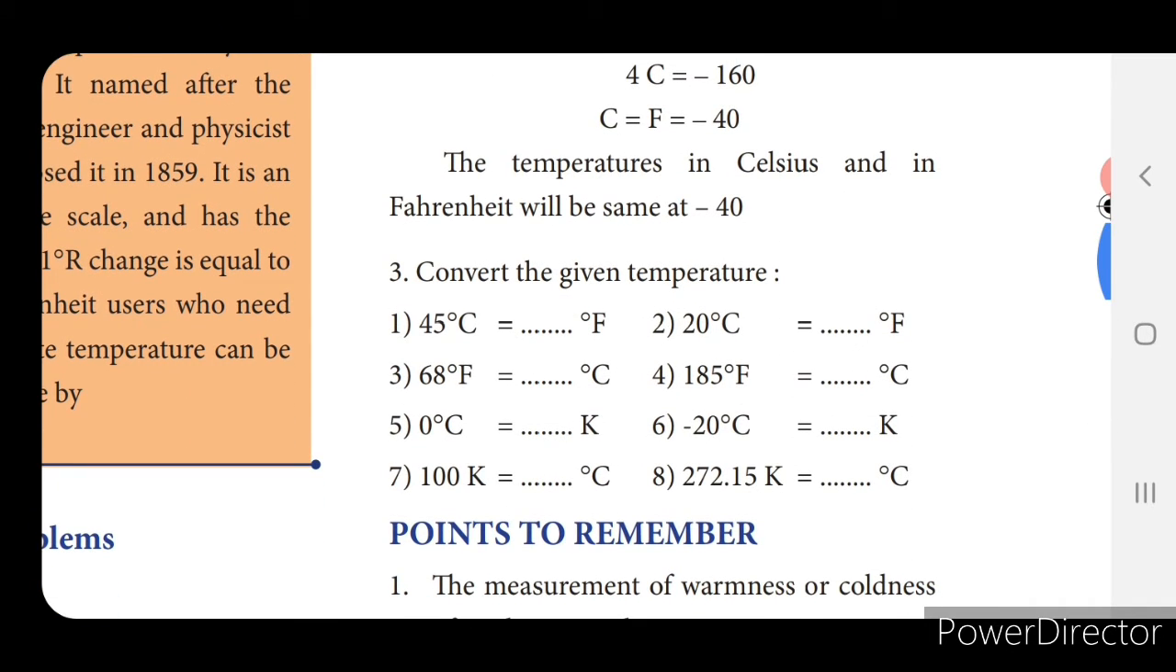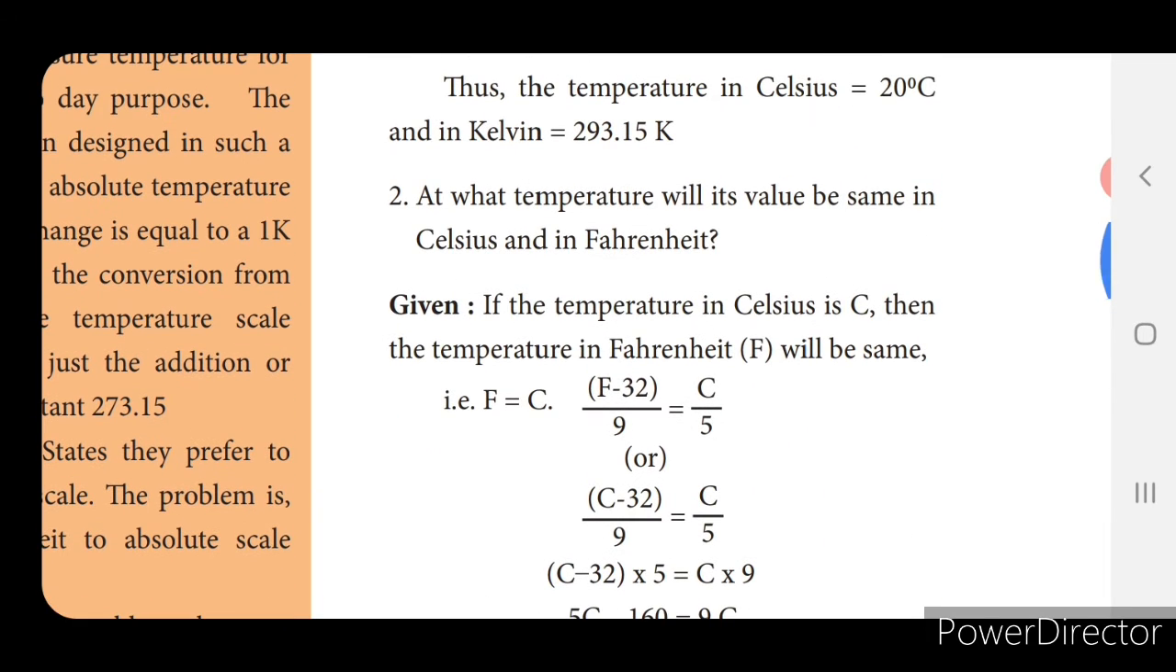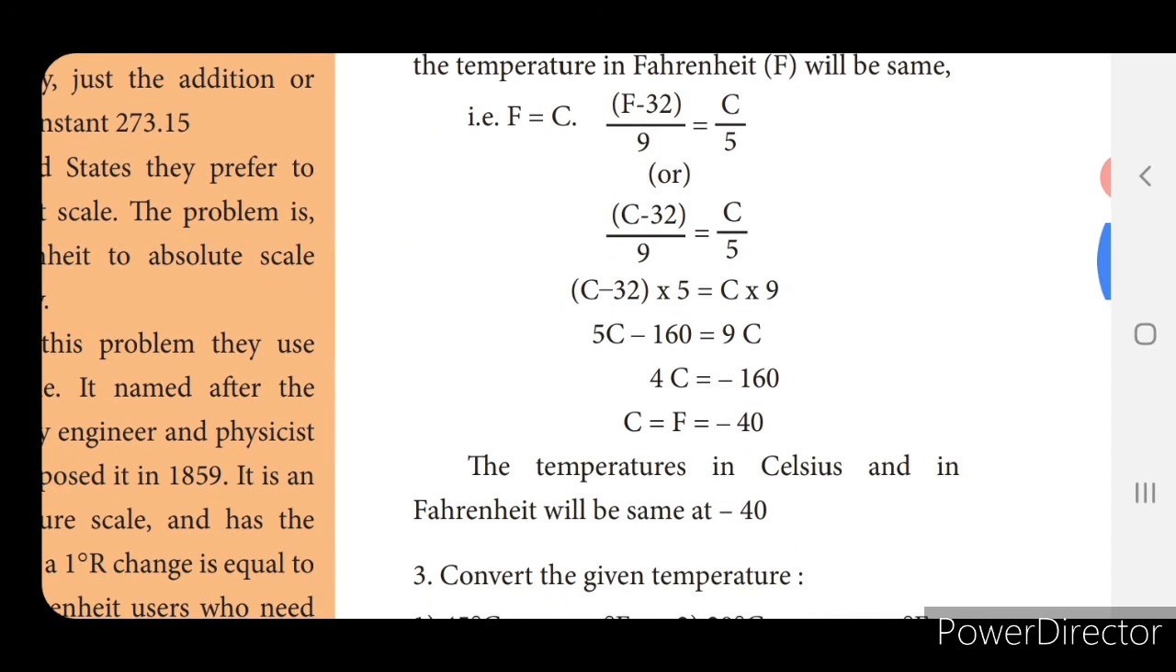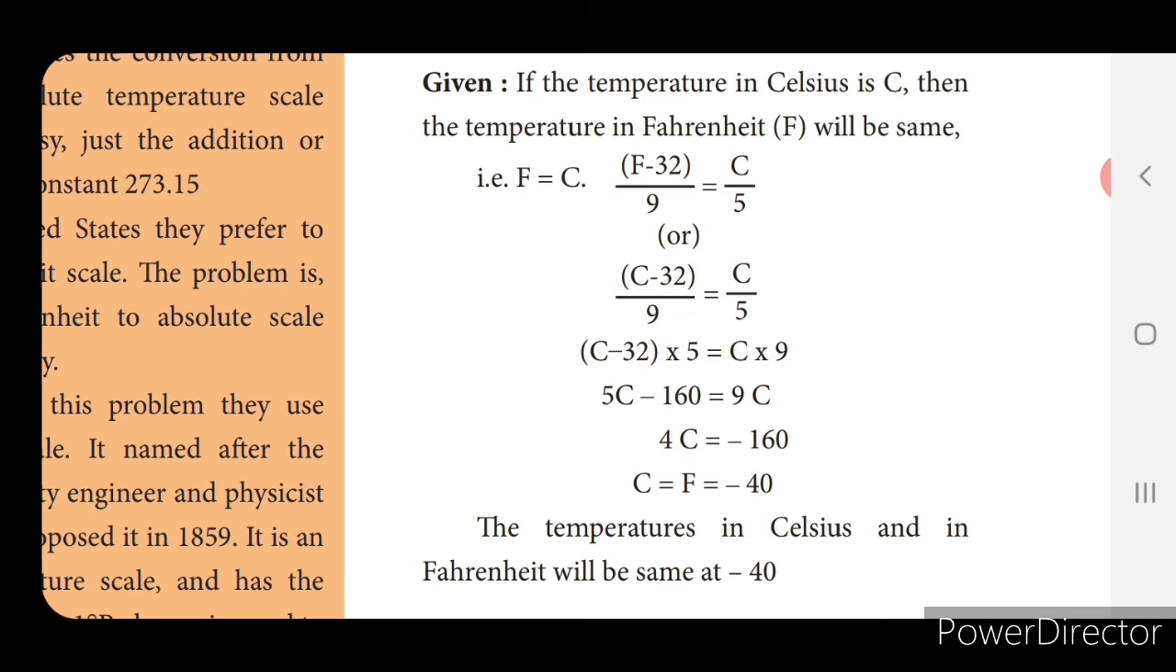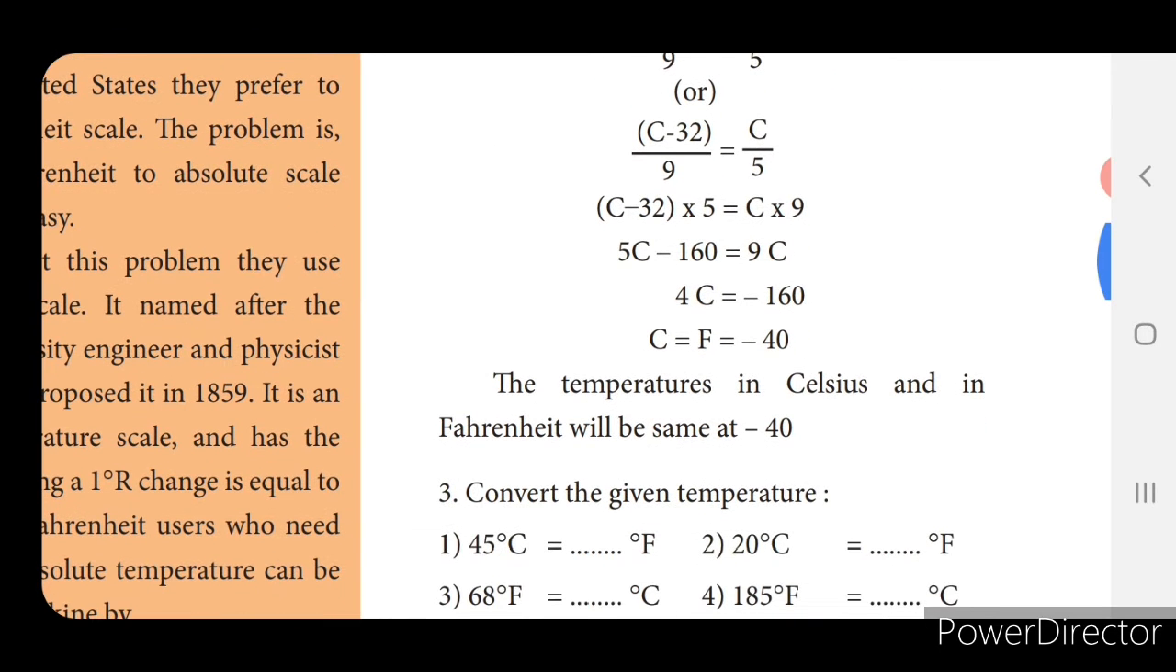Now the third thing, they have given some 8 problems. Convert the given temperature. The first one, fifth one, second one and sixth one are for conversion of centigrade into Fahrenheit. For this you have to apply the formula. What formula you have to apply? F minus 32 divided by 9 is equal to C by 5. So in the place of C, which is given as 45, you have to substitute 45.